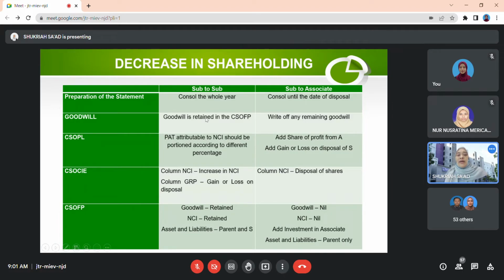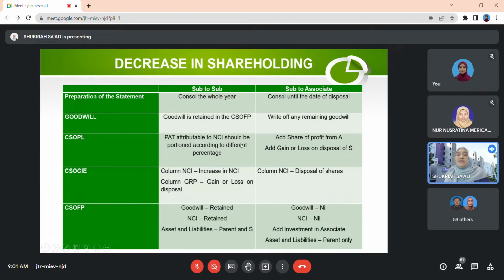Okay, goodwill. So kalau sub to sub, retain in the SOP. But untuk sub to associate, any remaining goodwill against gain or loss on disposal. Shopper, okay. PAT attributable to NCI. Bila nak kira NCI untuk item PAT attributable, okay, kita kena portion according to the different percentage. Different percentage sebab kita ada first percentage, dia sub to sub lagi. Okay, cuma dia punya percentage holding and NCI will be different.